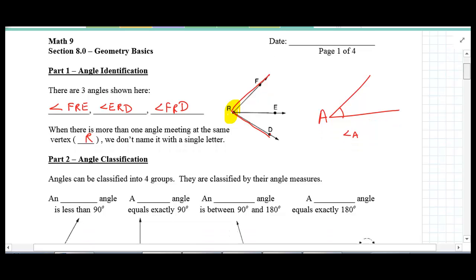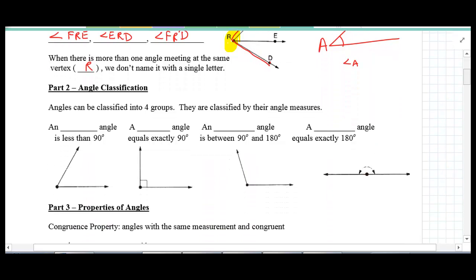Okay, angle classification. Don't know if you remember this from elementary school, but angles can be classified using these names. Something less than 90 is what we call an acute angle. An angle that exactly equals 90, you bet, we heard it a lot in grade 8, a right angle. An angle between 90 and 180 is called an obtuse angle. And finally, an angle that looks like a straight line, yeah, it's a straight angle. And that's 180 degrees.